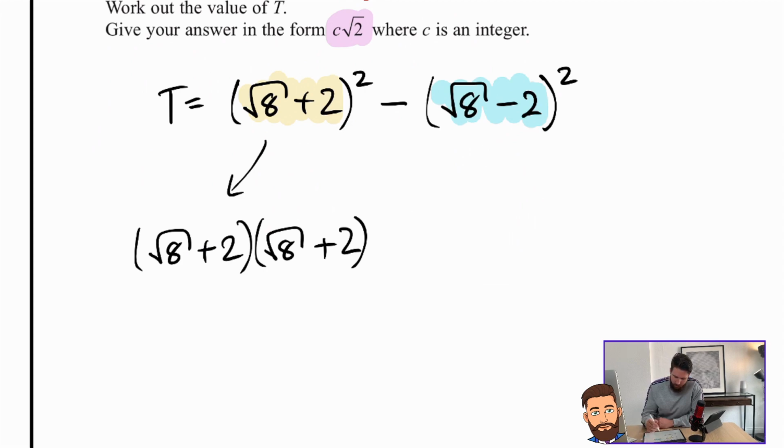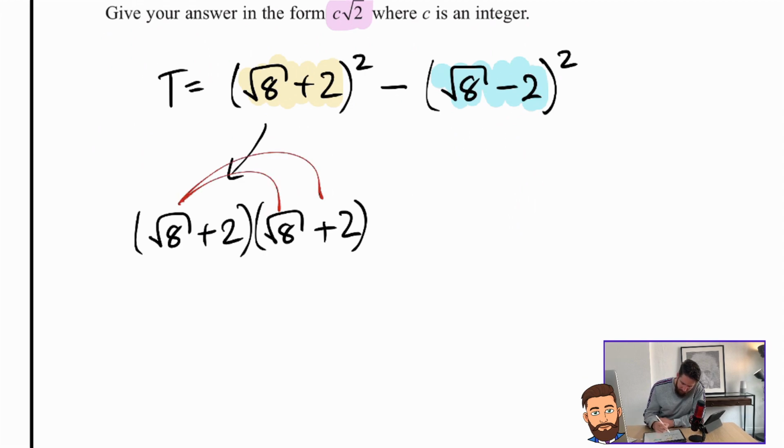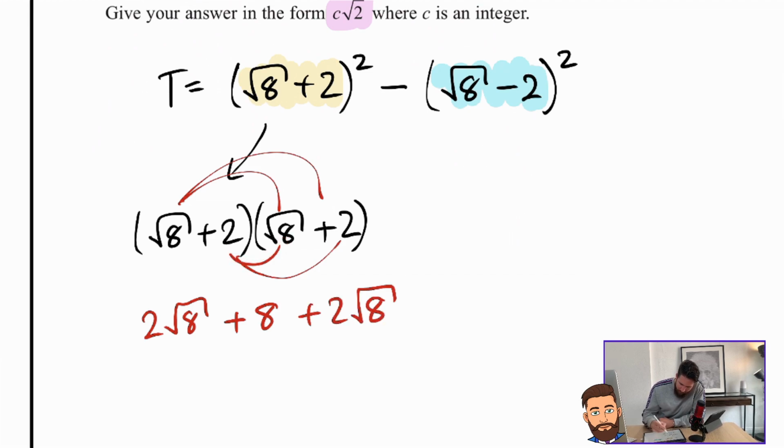And we can use our expanding rules to help us do that. So we've got root 8 times 2 is 2 root 8. We've got root 8 times root 8, which we know is just 8. We've got 2 times root 8, which is 2 root 8. And then 2 times 2, which is simply 4.